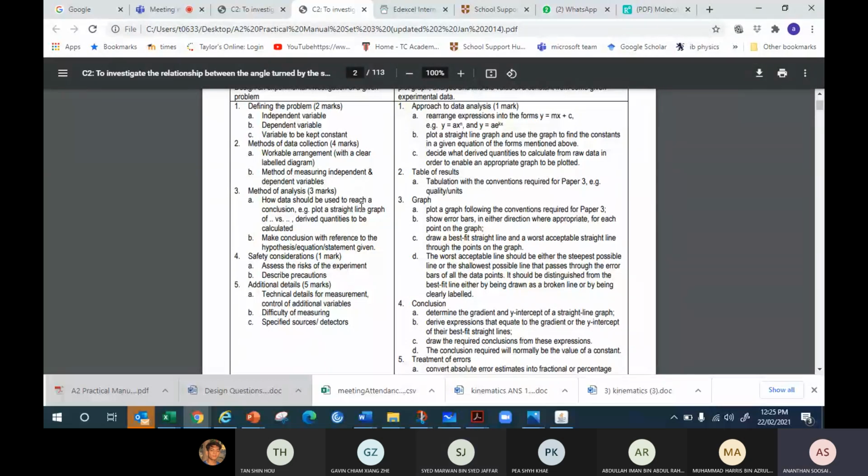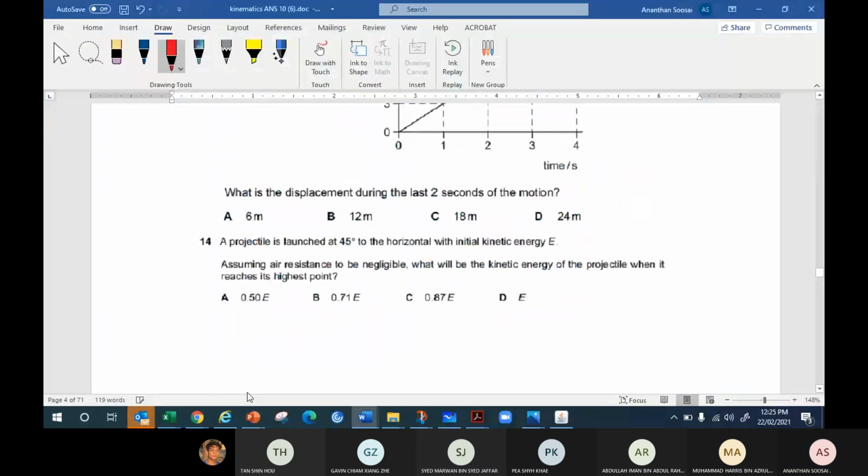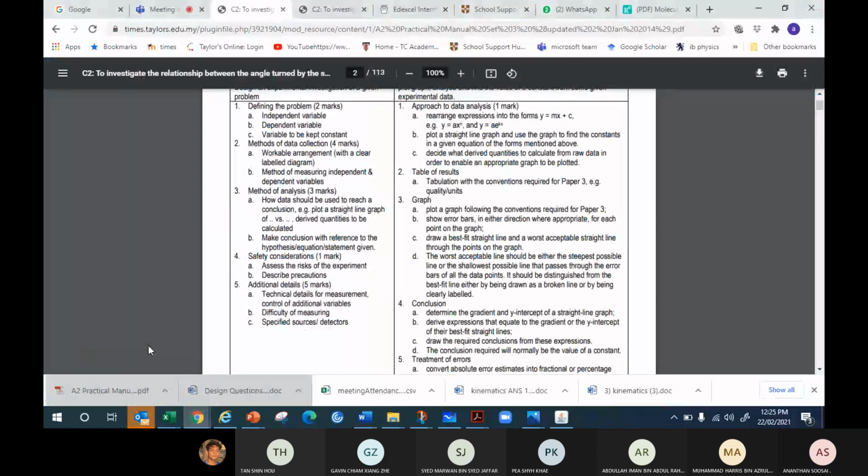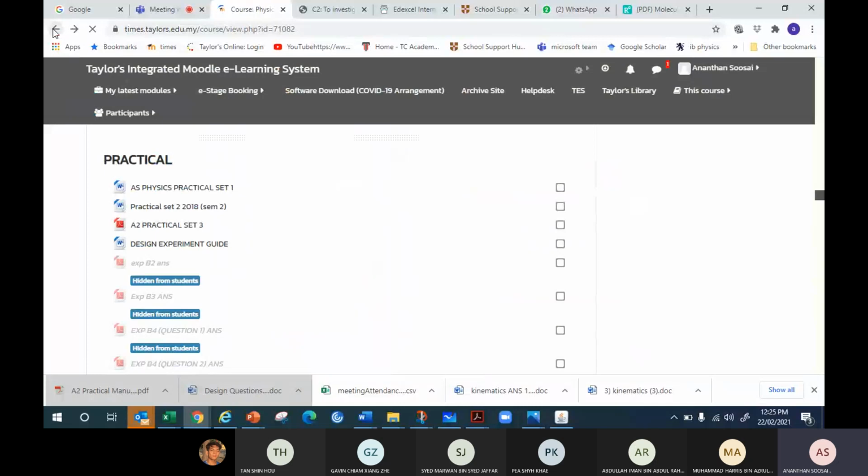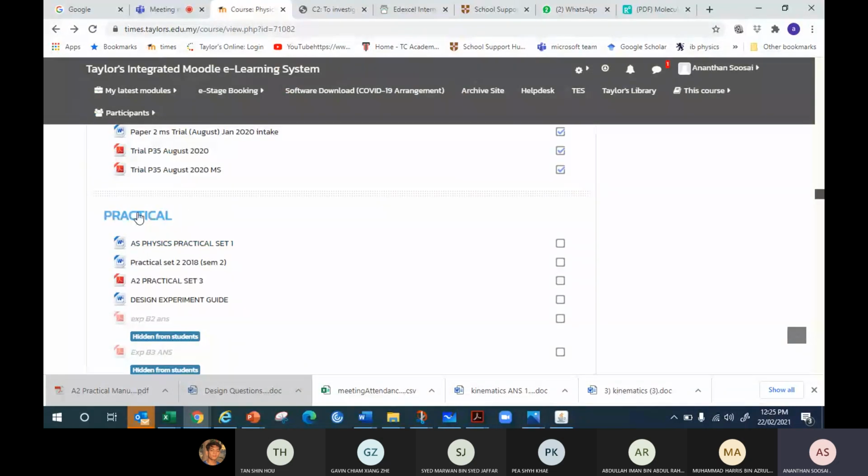So let's go through one example. Any questions? Now, if you go to the times, under practical title, set 3, after set 3 you have a design experiment guide. This is a very useful document. I already downloaded it here. Let me show you this.